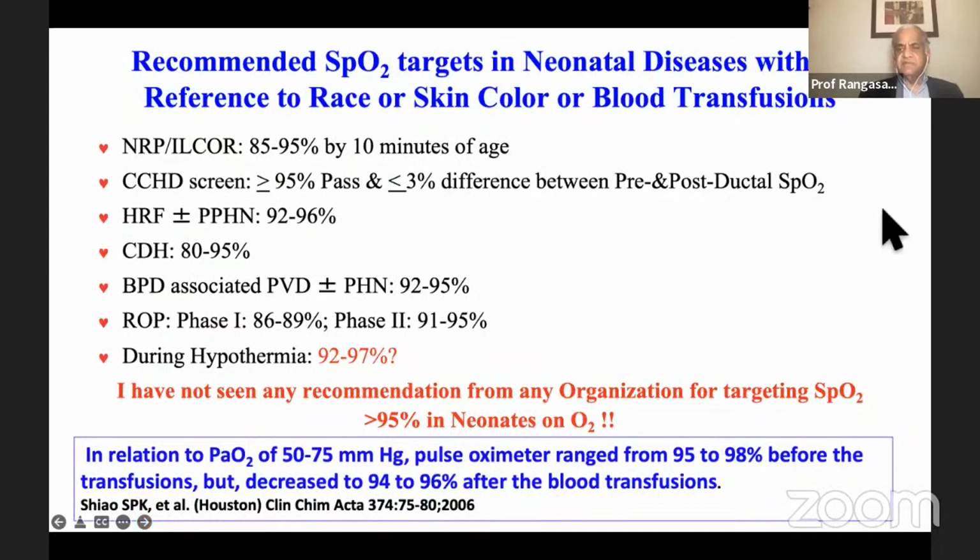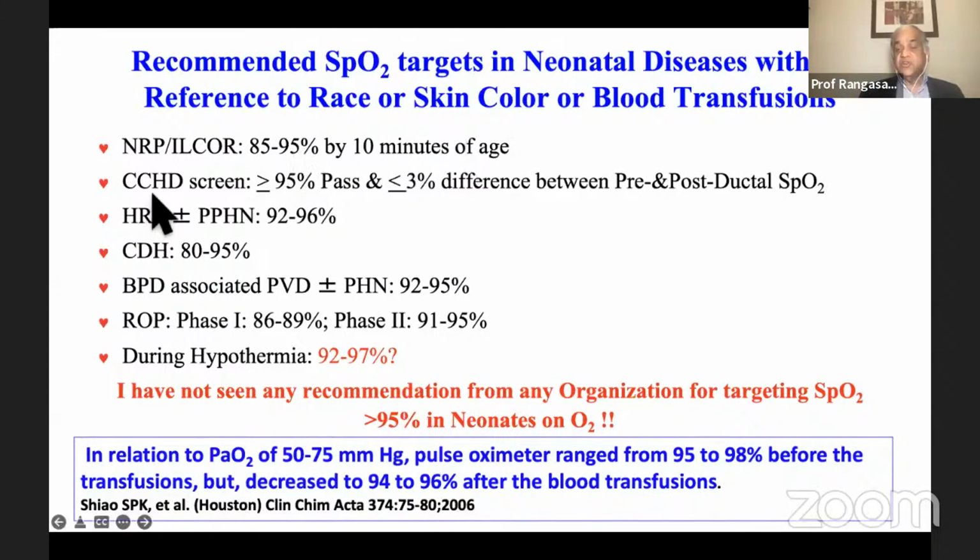As Dr. Satyan said, there are no randomized controlled trials. These are all based on small studies, case reports, and expert opinion. They do not take into account race, which we are recently coming to know about, the impact of skin color, and blood transfusions. The baby gets transfused, you have adult hemoglobin, which shifts the curve to the right. So NRP, ILCOR recommendation, 85 to 95% by 10 minutes of age.